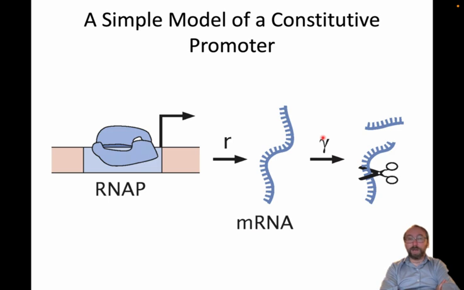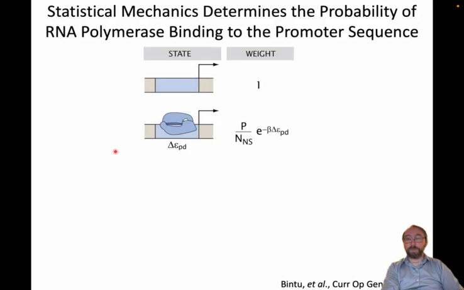We're trying to see what the features are that dictate the expression of a constitutive promoter in terms of parameters such as, for example, the binding energy of the RNA polymerase to the promoter, or the number of RNA polymerase molecules. And we introduced the statistical mechanics protocol. And if you remember, one of the key first steps of this protocol was to think of the different states that the system can be found in.